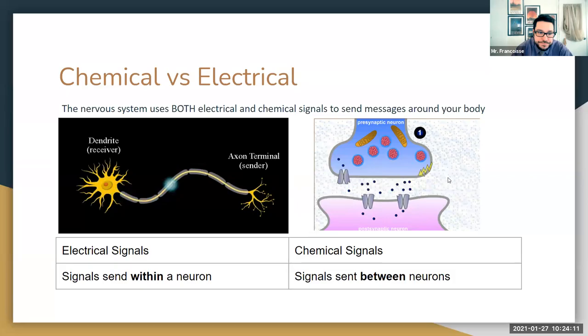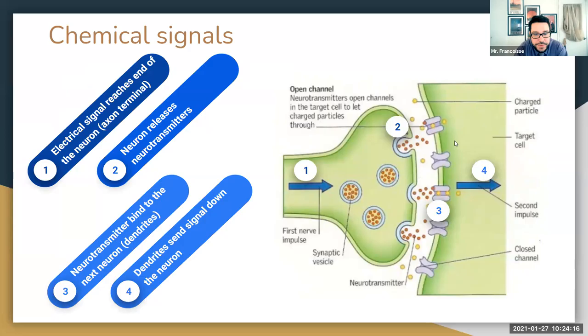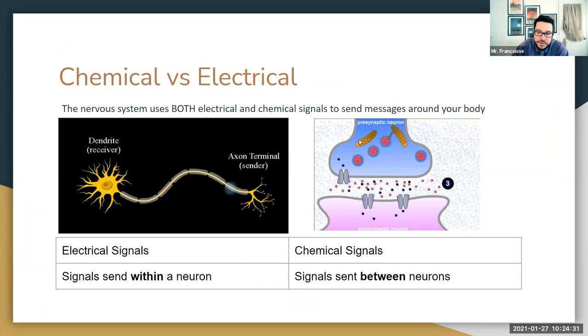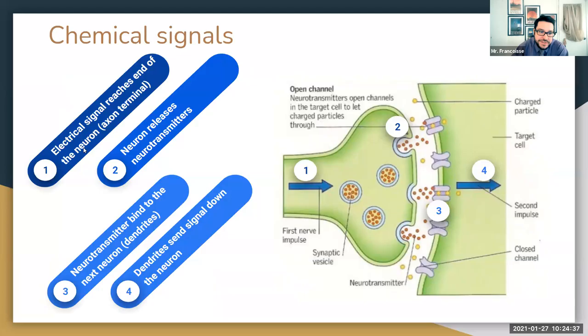A lot of us forget about this chemical part when we think about neurons. Okay, here's the process that happens within the cell for sending chemical signals. The four different phases are labeled here, 1, 2, 3, and 4. Let's go through and see what happens for each of these. This animation shows what we see on this slide. Our electrical signal reaches the end of the neuron, which we call the axon terminal. This is our first impulse, the first electrical signal.